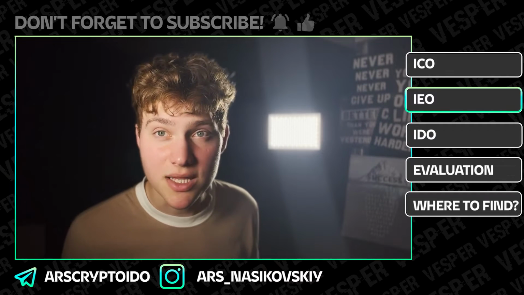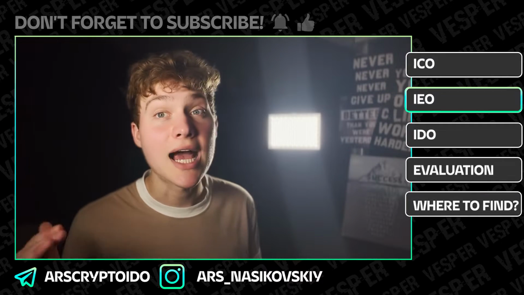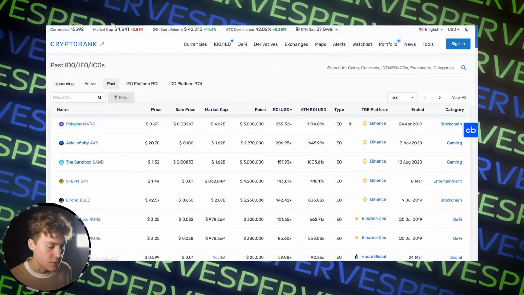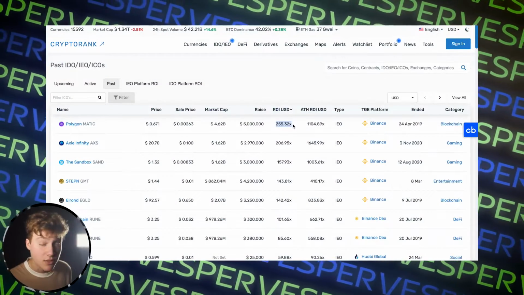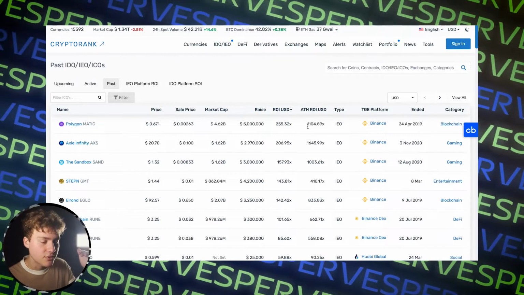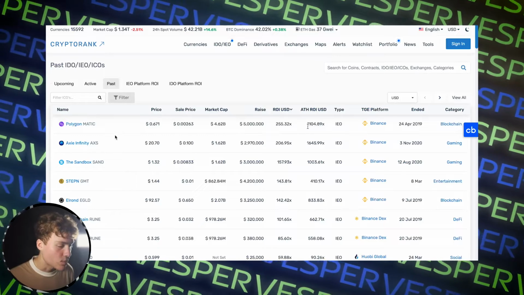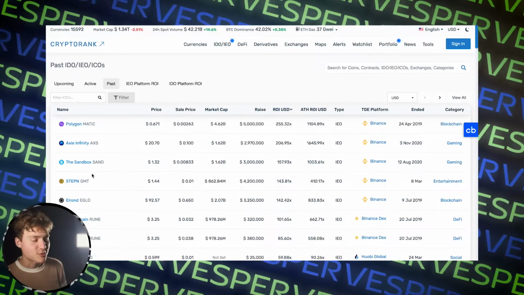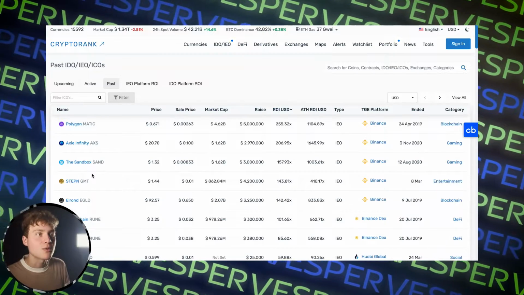And most of the projects that launch give really high return on investments. So for example, Polygon was launched on Binance crypto exchange, and it brought 255x ROI, and at its peak it gave over 1,000x. Same with Axie Infinity, the Sandbox, Stepn, really great projects. You just walk and get money for walking or jogging.